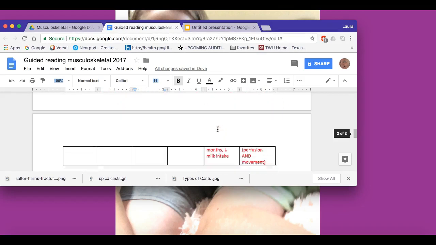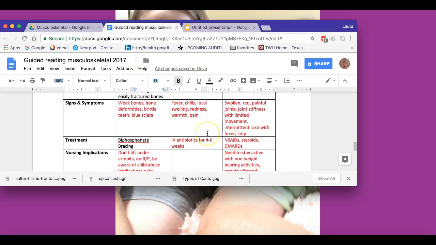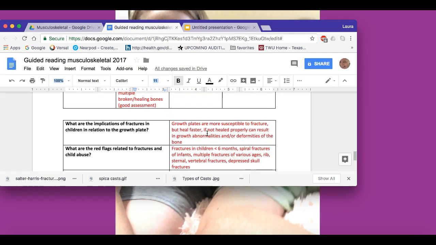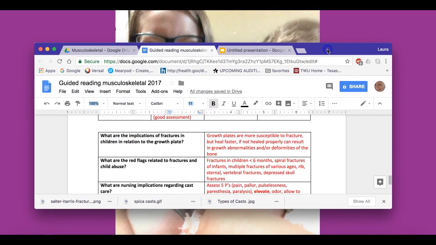And then we'll mention real briefly OI, or osteogenesis imperfecta, osteomyelitis, or an infection of the bone. And we'll very briefly touch on juvenile idiopathic arthritis, or JIA. And then, of course, we're going to talk about fractures and casting, how to care for a child in a cast, and traction a little bit. So that's kind of just the main things that we're going to talk about in this section, that will also go along with our endocrine section as well.